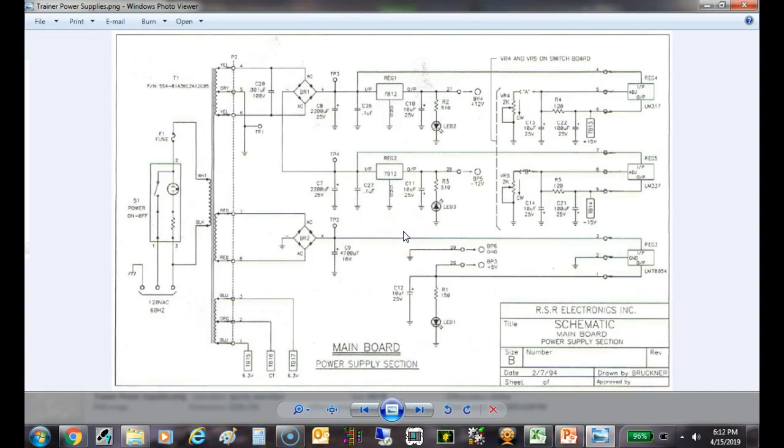So here's power supplies on the trainer. These are actually the power supplies. So this is the transformer. It's a multi-tap secondary on the transformer. Here's the rectifier. Here's the filter. Here's the filter. 7812. That's a 12-volt regulator. 79 is a minus 12-volt regulator.